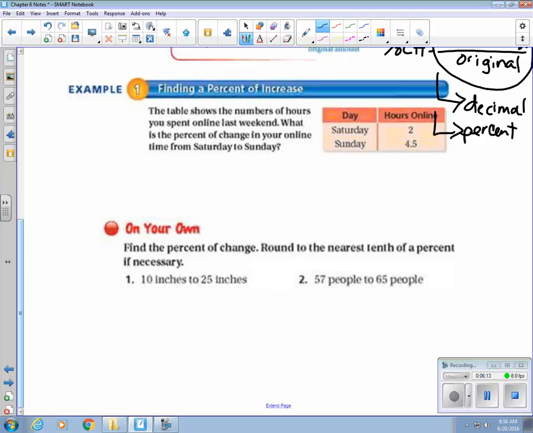Finding a percent of increase. The table shows the number of hours you spent online last weekend. What is the percent of change in your online time from Saturday to Sunday? Okay, so I'm going to start with my formula. Percent change is equal to the amount of change divided by the original.